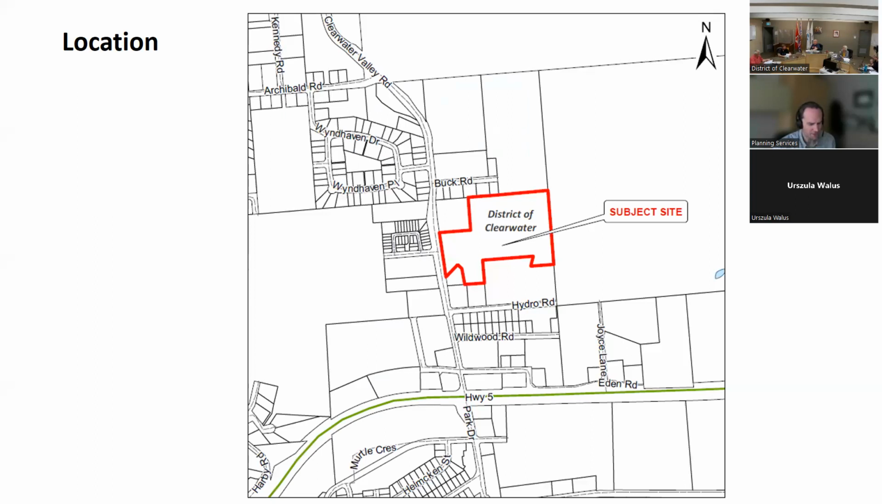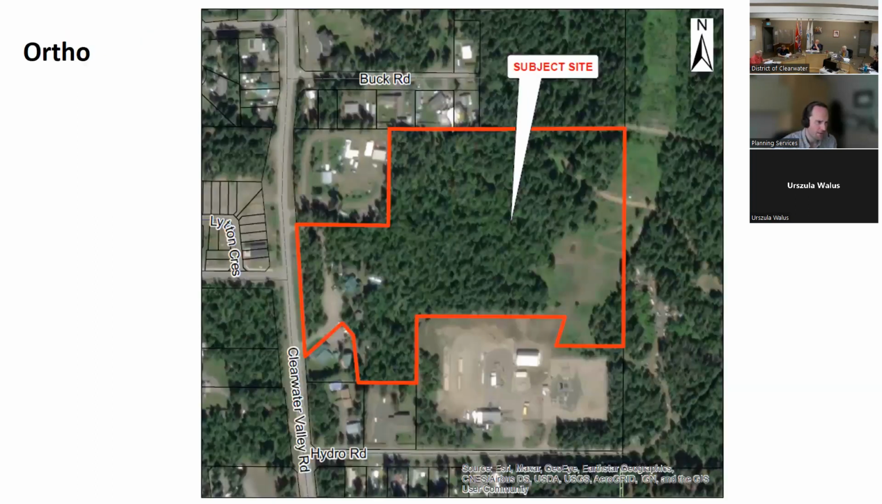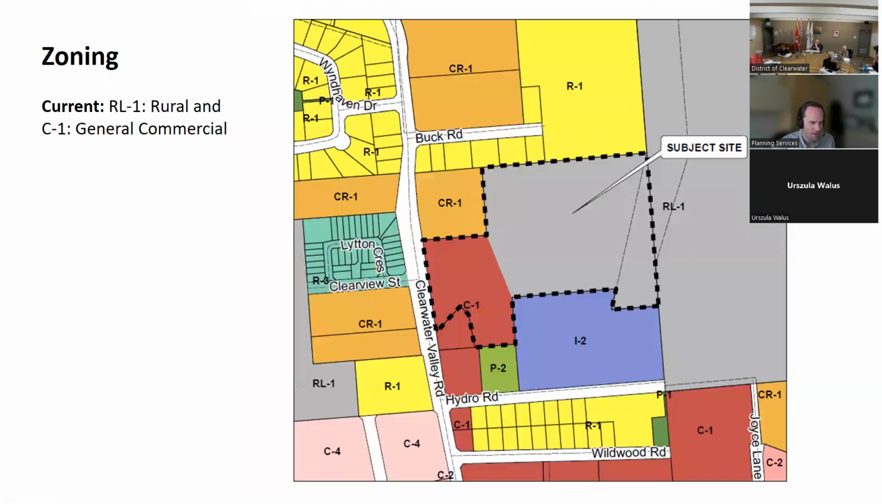And the owner is requesting to waive the sewer servicing requirements to enable a 2-lot subdivision. So the property is located at 444 Clearwater Valley Road. There is one existing commercial building on the property. The property has dual zoning. So there's an area of C1 general commercial here in the front, and that's where the commercial building is. Then there's an area of RL1 rural, which is rural residential acreage zoning here at the back of the property.